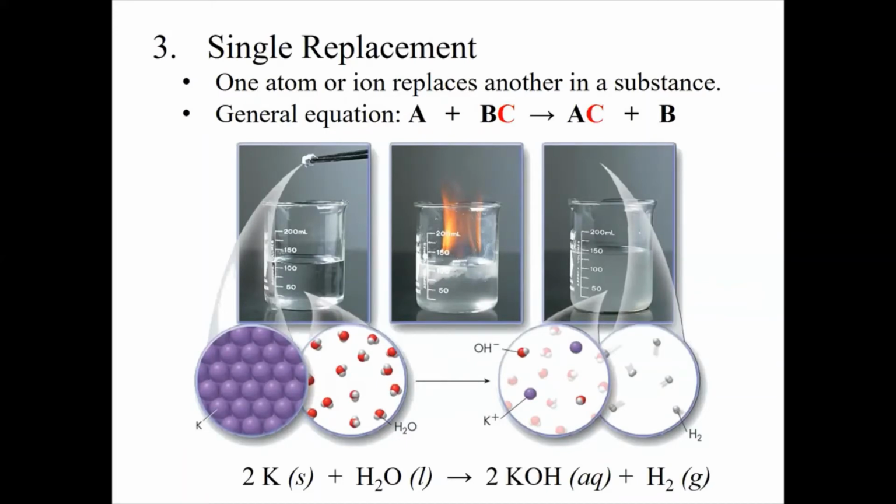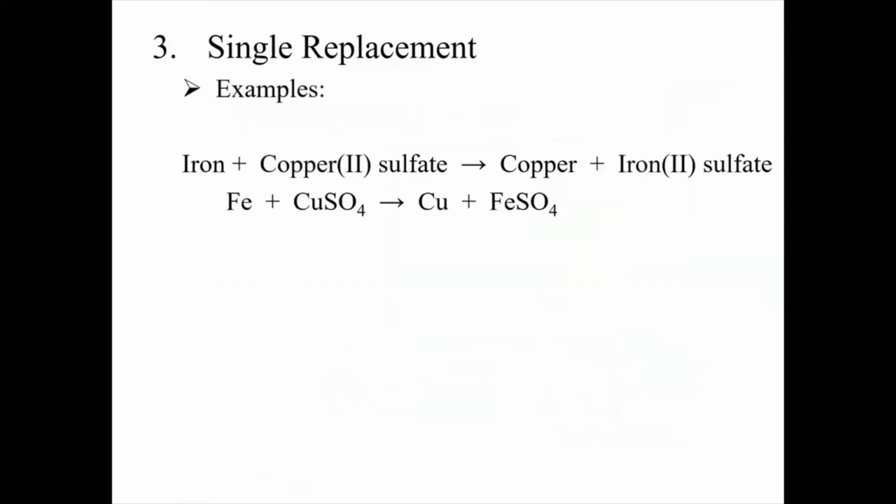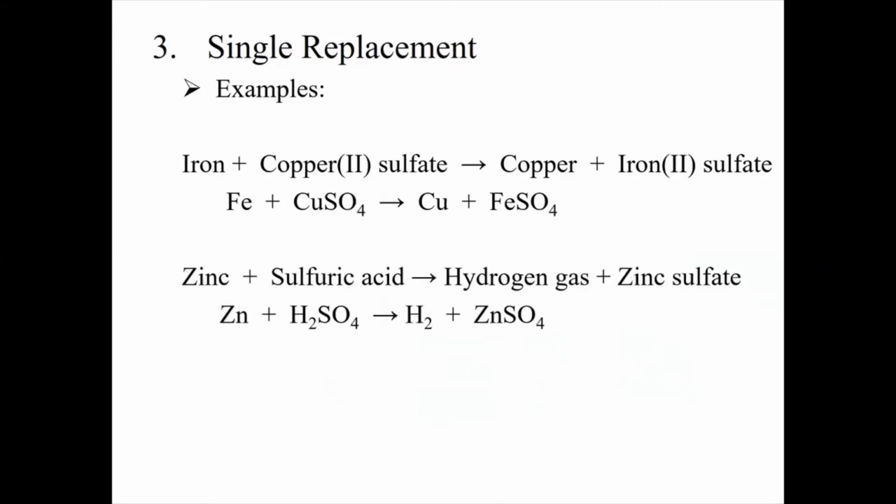An example of this reaction is potassium and water, forming aqueous potassium hydroxide and hydrogen gas. Other examples to consider: iron plus copper(II) sulfate produces copper and iron(II) sulfate. Iron replaces the copper in the copper compound. Zinc reacting with sulfuric acid, H2SO4, produces hydrogen gas and zinc sulfate. In this case, zinc metal replaces hydrogen because the metal cation would be most attracted to the sulfate anion.